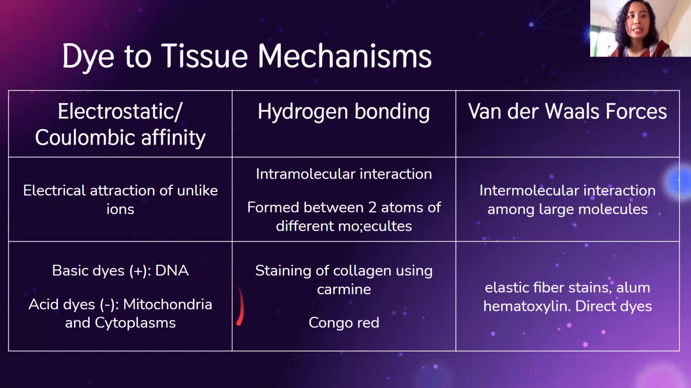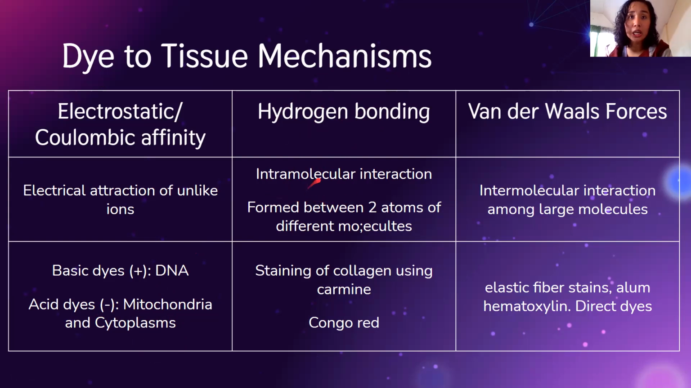Basically, guys, unlike ions, so opposite ions, attract each other. For example, basic dyes are positive ions, or cations. They attract DNA, which are negative ions, anions, the nucleic acids. Acid dyes are anions with a negative charge, so what they attract is the mitochondria. So they are opposite in charge.